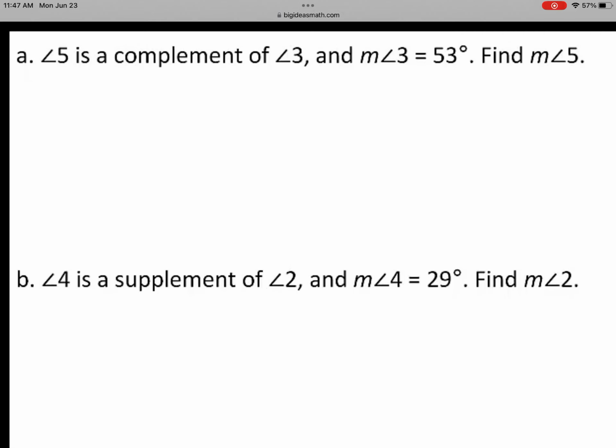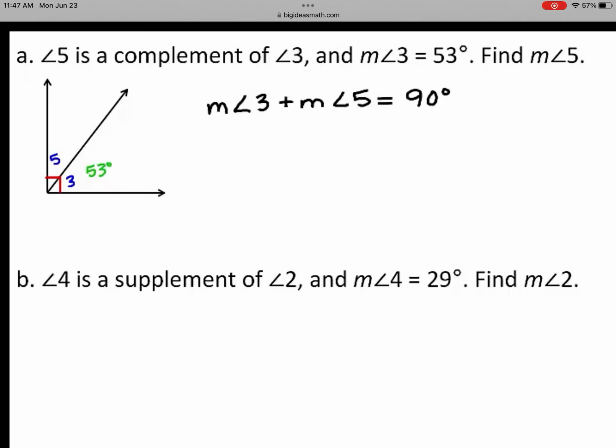In part A, to find the measure of angle 5, first draw a diagram with complementary adjacent angles to illustrate this relationship. Now, two angles are complementary angles if their measures have a sum of 90 degrees. So, the measure of angle 3 plus the measure of angle 5 must equal 90 degrees. You are told that the measure of angle 3 is 53 degrees. So, you can substitute this value in for the measure of angle 3.